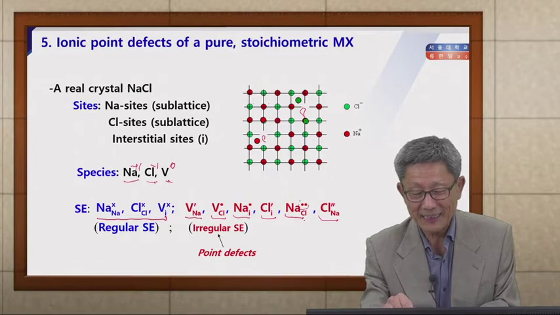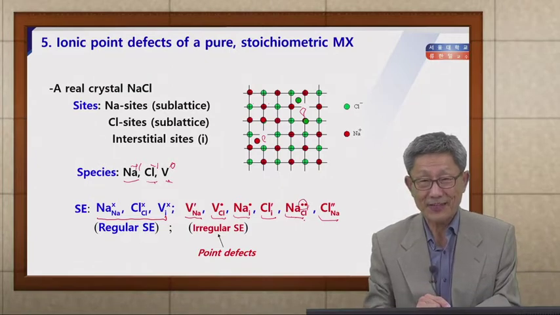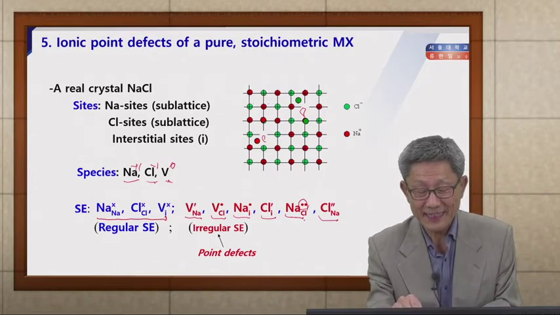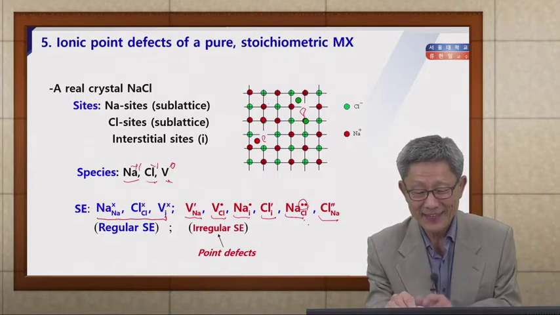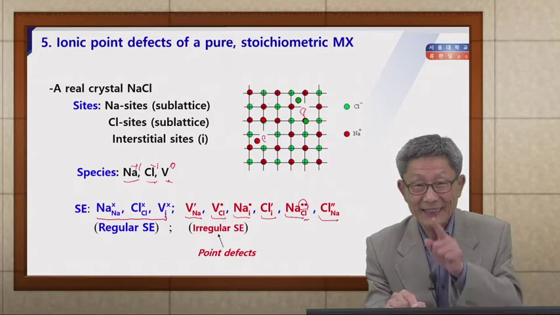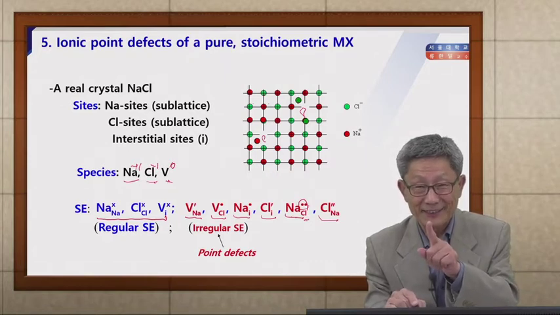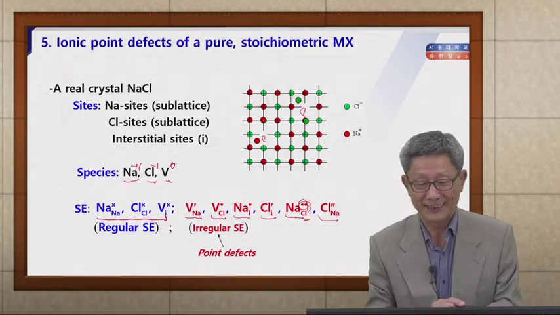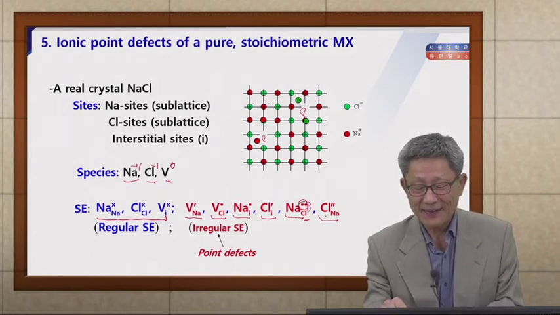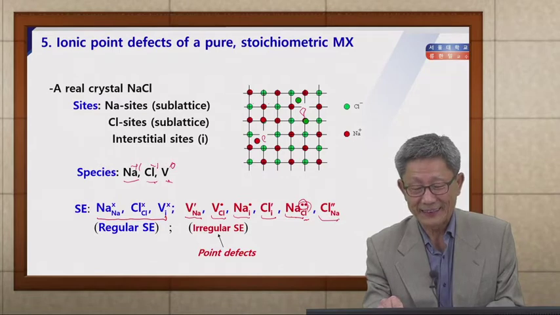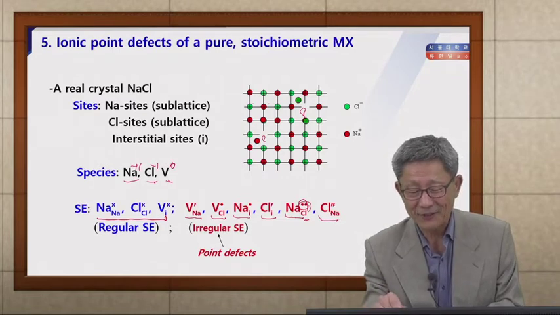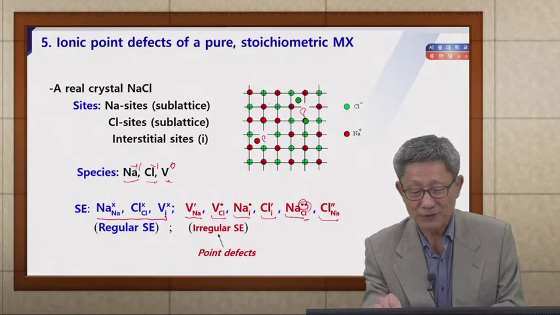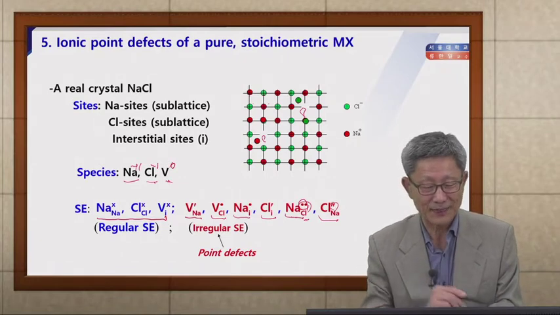Why does it have the effective charge of +2? You see, sodium has the actual charge of +1. The chlorine site has -1, okay? Therefore, it should have the effective charge of 2 units. Likewise, chlorine on a sodium site, this misplaced anion, should have the effective charge of -2. So that's why it should have 2 primes.